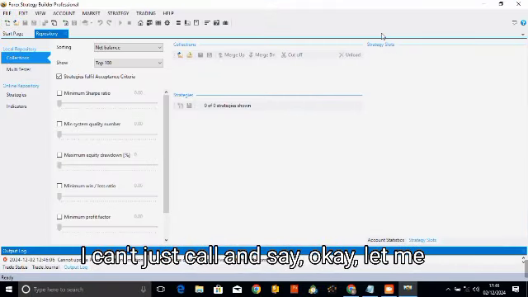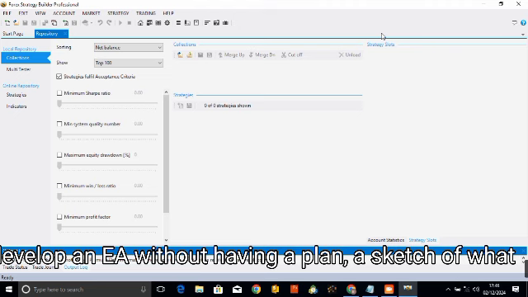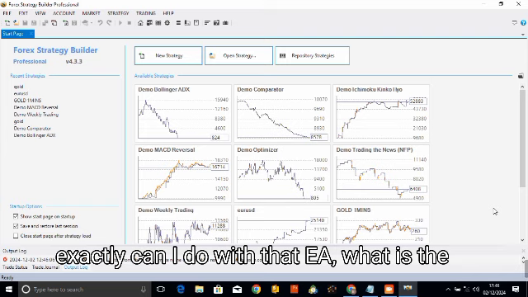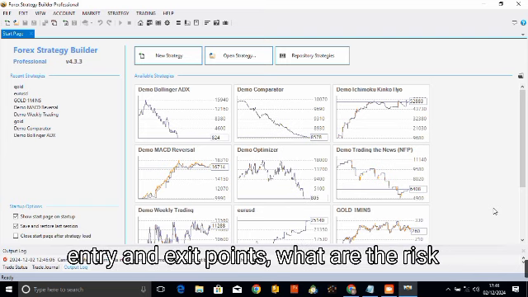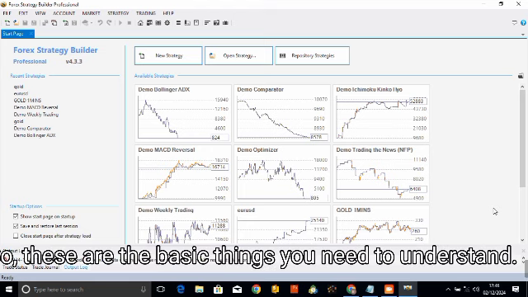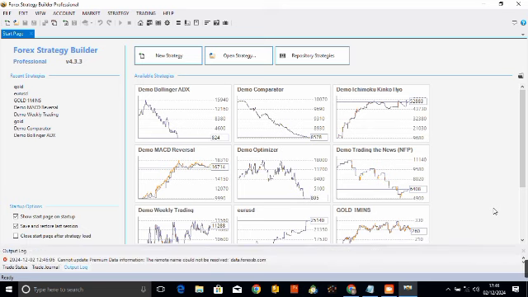I can't just come and say, okay, let me develop an EA without having a plan, a sketch of what exactly I can do with that EA. What are the entry and exit points? What is the risk management? These are the basic things you need to understand.